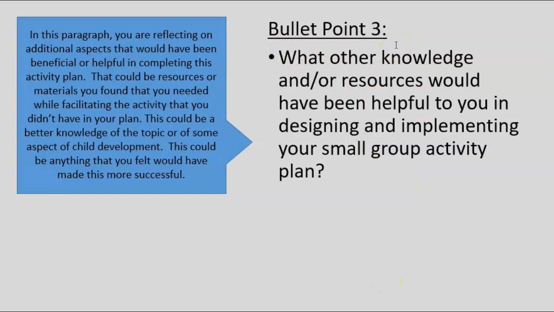Bullet point number 3. What other knowledge and/or resources would have been helpful to you in designing and implementing your small group activity plan? In this paragraph, you are reflecting on additional aspects that would have been beneficial or helpful in completing this activity plan. This could be resources or materials you found that you needed while facilitating the activity that you didn't have in your plan. This could be a better knowledge of the topic or of some aspect of child development. This could be anything that you felt would have made this more successful.